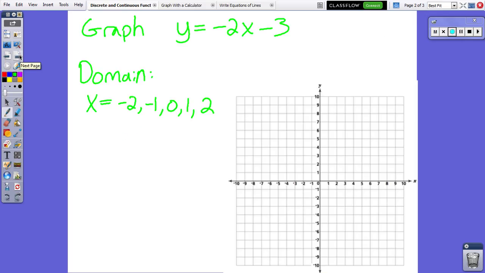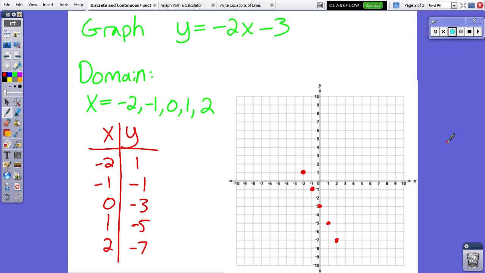When we have a discrete graph, we're going to have the domain be discrete as well. So you can see for this one, for the domain, x is equal to -2, -1, 0, 1, and 2. That means those are the only x values in the domain. So we are not using all possible x values here. We're just using those 5. So this is going to give us a discrete function. To graph this function, we just take those 5 values, plug them into -2x minus 3, and then plot them.